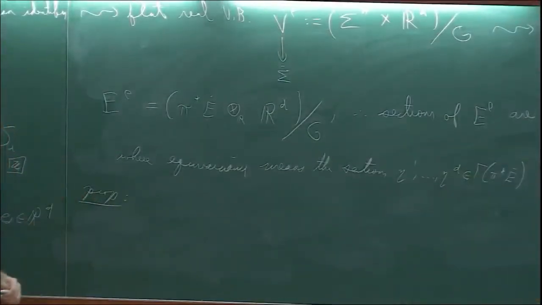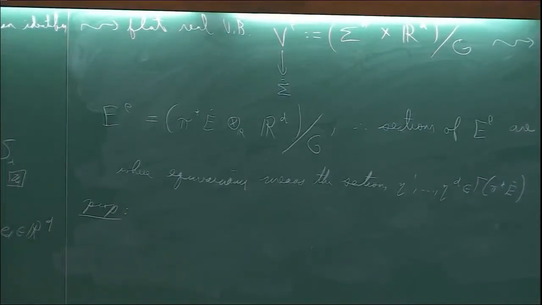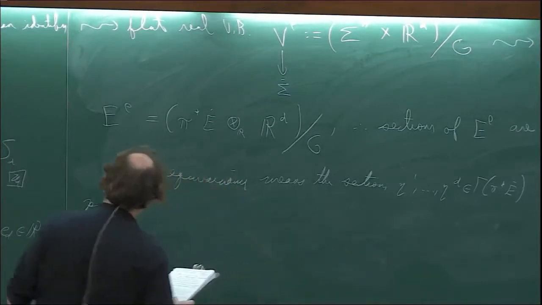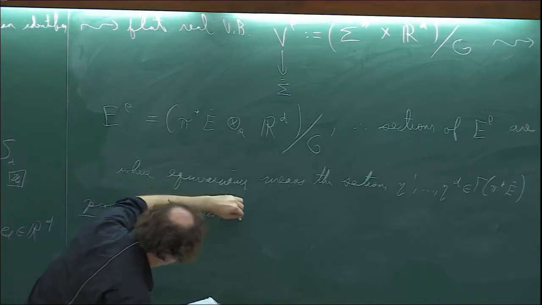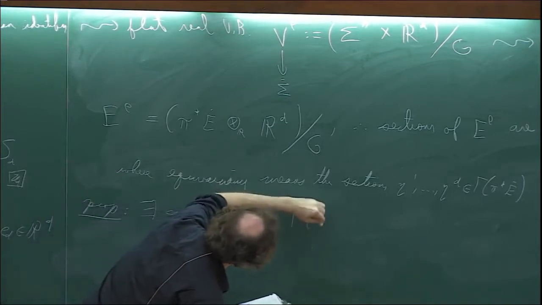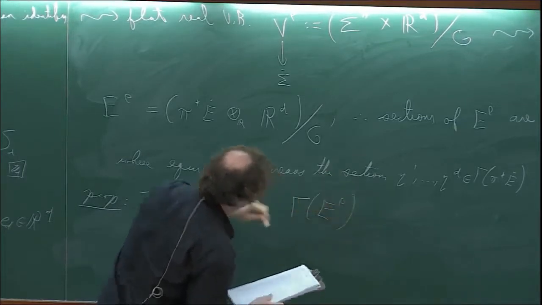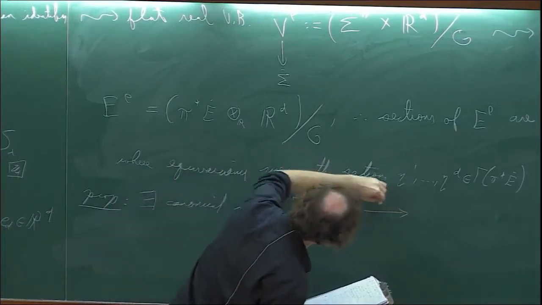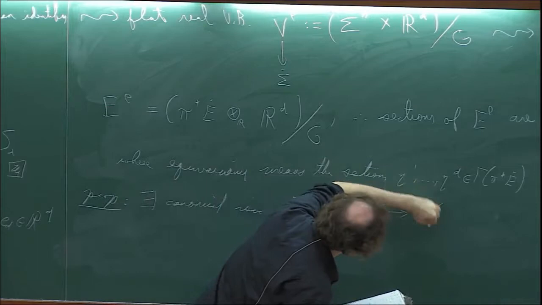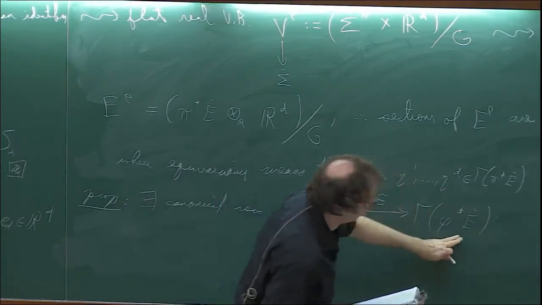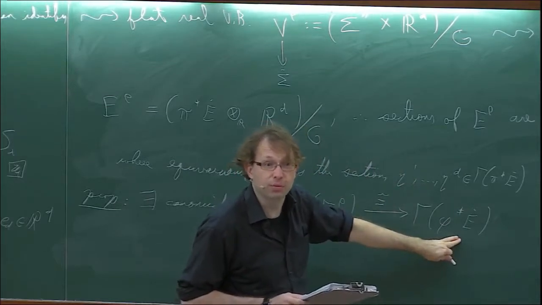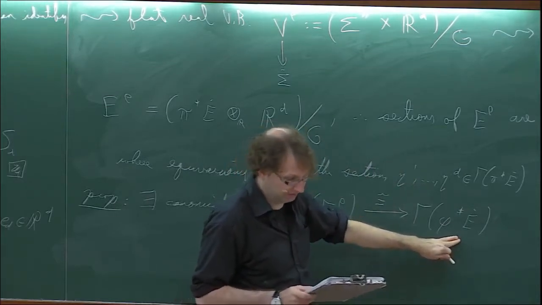Secretly, what we're actually doing is describing sections of the pullback of E dot through phi, phi star E dot. In other words, there is a canonical isomorphism from the space of sections of this twisted bundle E rho to the space of sections of phi star E dot. That's the bundle we're actually interested in, where our pulled back Cauchy-Riemann operator is defined.